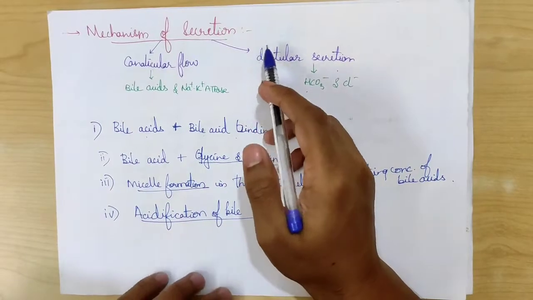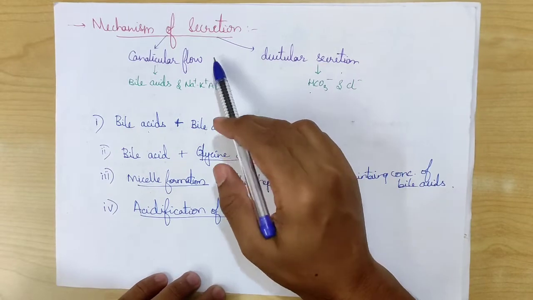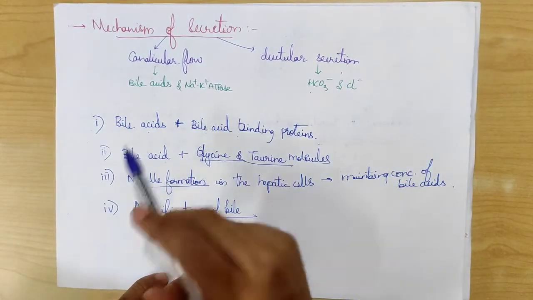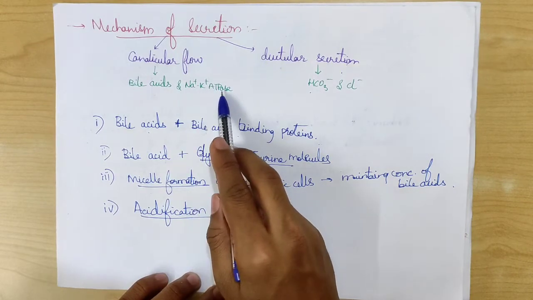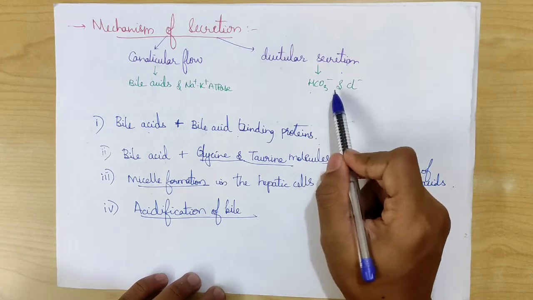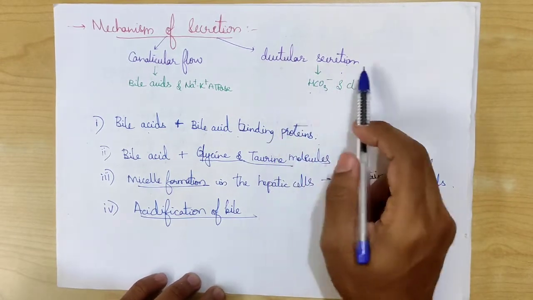Now let's talk about the mechanism of secretion of the bile. It can again be divided into canalicular flow and the ductular secretion. The bile acids and the sodium K+ ATPase function is seen mainly in the canalicular flow, and the bicarbonate and the chloride ion secretion is seen in the ductular secretion.